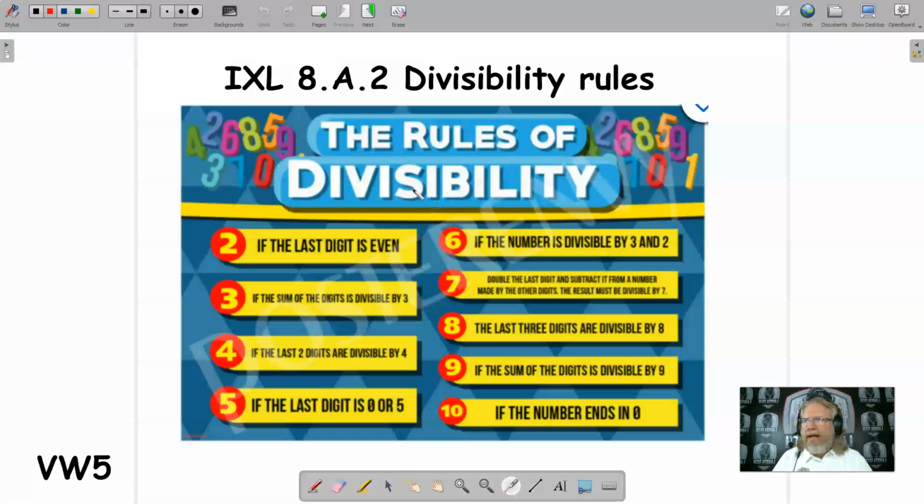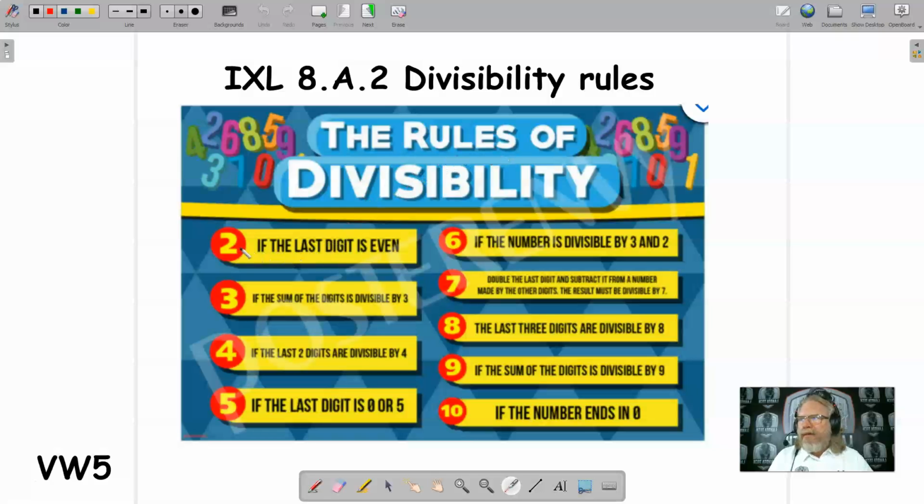Well, it comes in real handy whenever you're trying to do prime factorization. It comes in handy whenever you're trying to simplify fractions, those types of things. We're going to be doing some prime factorization later on, so that's why I've elected to include this particular activity in the activities that are assigned. So, the rules of divisibility.